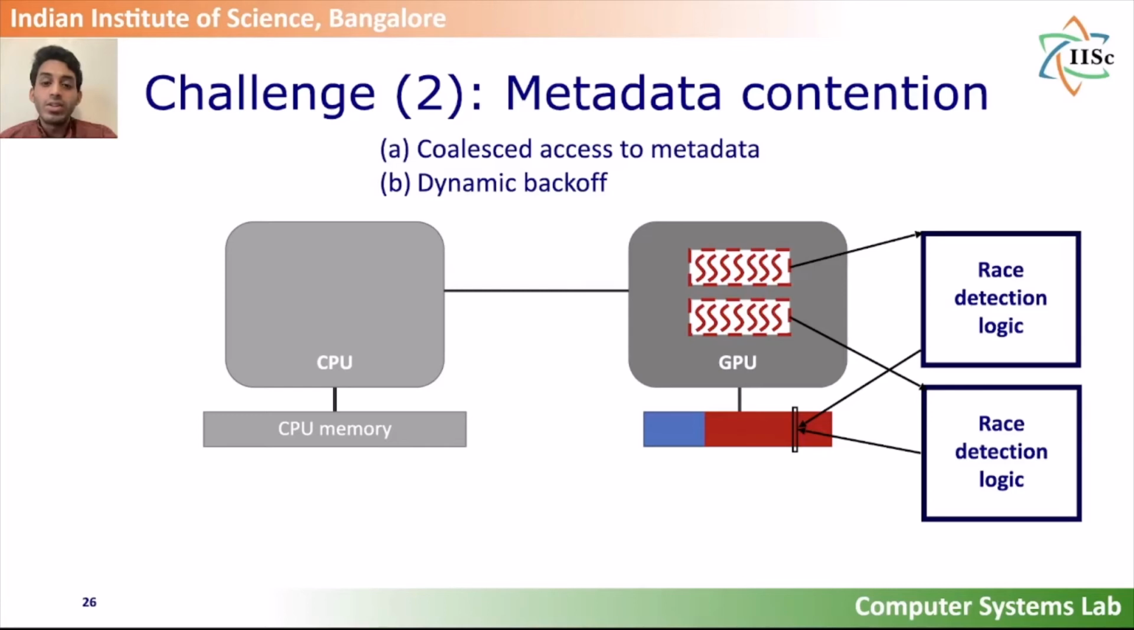We notice that the greater the number of concurrent threads executing, the larger the contention. So, we dynamically scale the backoff limit based on the number of concurrent threads in the kernel. We found that these optimizations sped up race detection by up to a factor of 123x for certain applications.